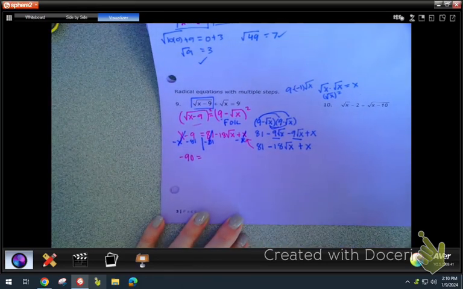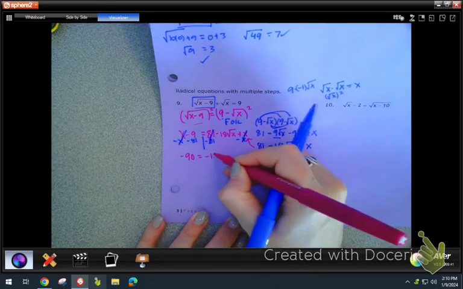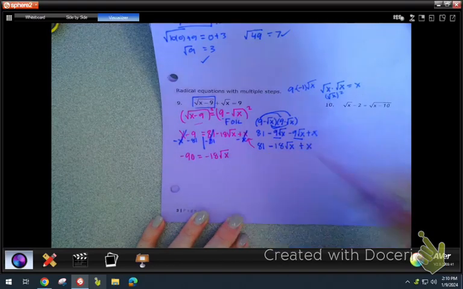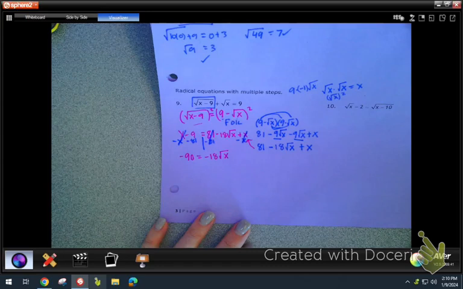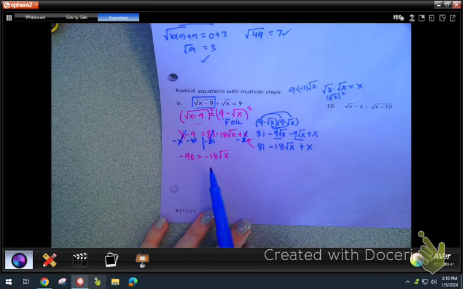equals, what are we equal to? Negative 18 root x. I will warn you, it's not too bad to solve from here. I just want to stop at this step, though, because the way that I do this in the notes is not the way that I'm going to do the one like this on the homework. I'll show you why. We're going to do it a different way, just because of what was left over there.